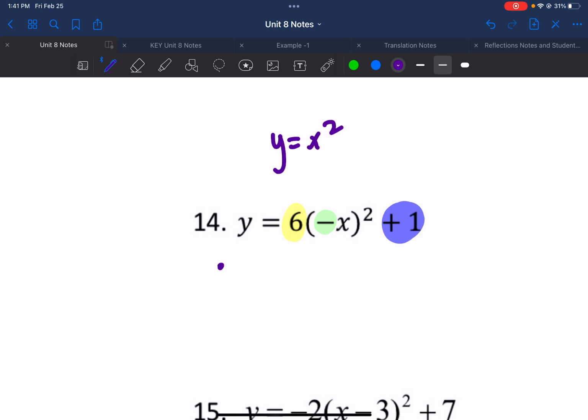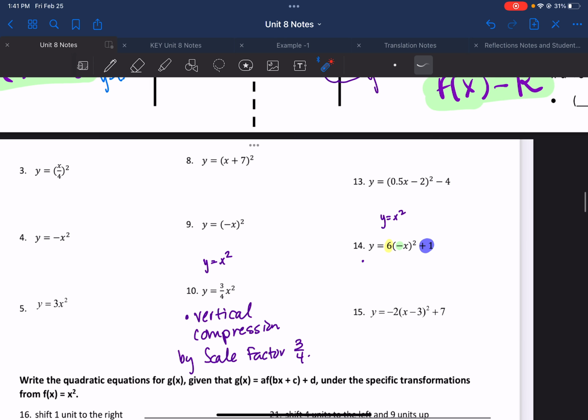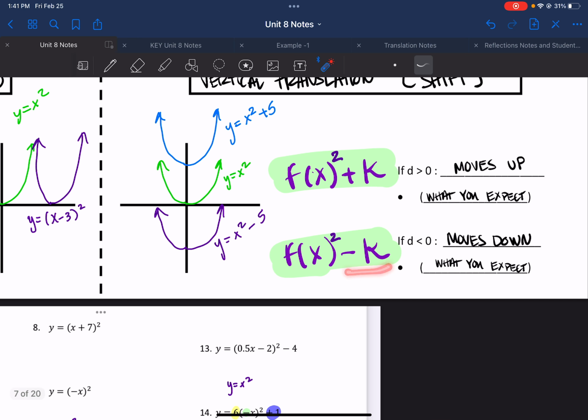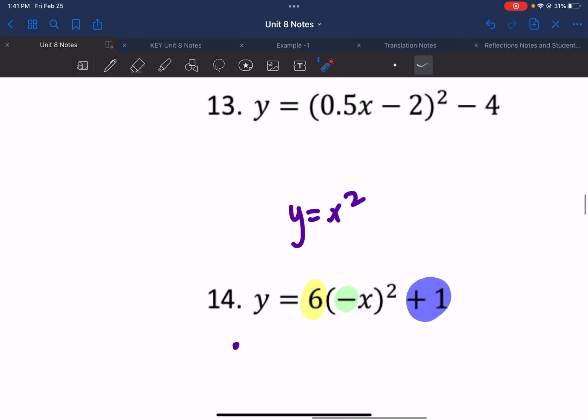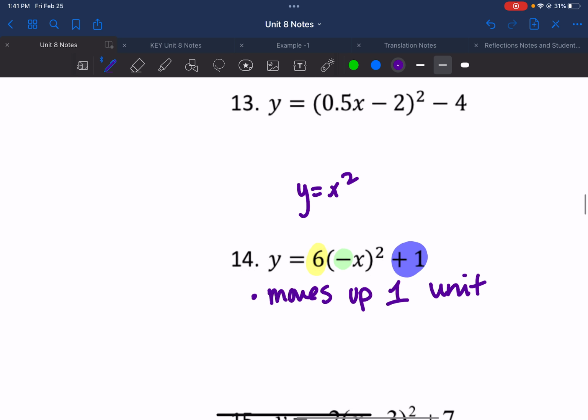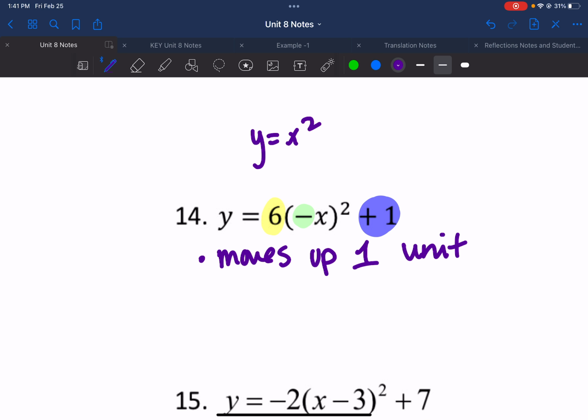For me, the easiest one to always go and see is the very end, because that's either moving it up or down, right? Because we just went over that. If I'm adding, I'm moving up. If I'm subtracting, I'm moving down. Since I'm adding 1, that means my transformation is, so say, moves up 1 unit. Bam, easy.